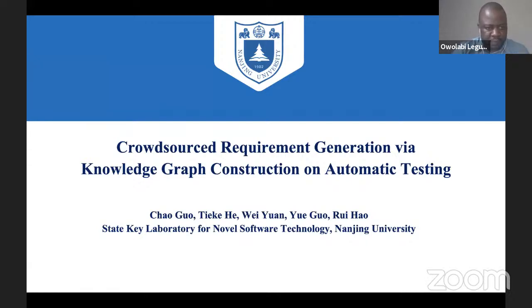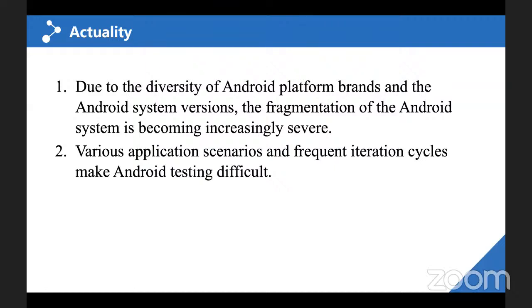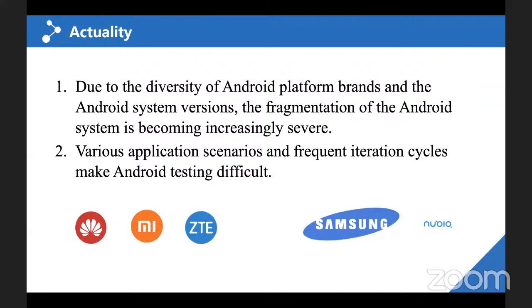Hi, everyone. This title is Crowdsourced Requirements Generation via Knowledge Graph Construction on Automatic Testing. Android applications occupy most of the mobile application market due to the diversity of Android platform brands and Android system versions. The fragmentation of the Android system is becoming increasingly severe. Various application scenarios and frequent iteration cycles make Android testing difficult.